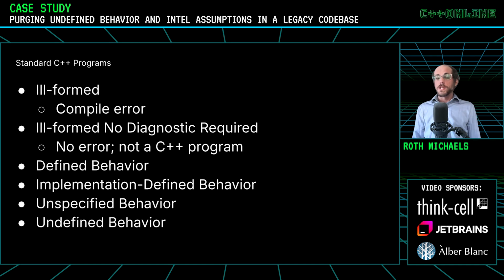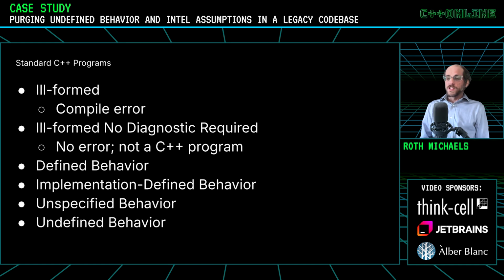An example of this is an ODR violation, where if you have 2 definitions of a function with the same names and input arguments, so the same name mangling, but they actually have 2 different implementations. Sometimes you will get a linker warning for this, but that's not something that's required to give a diagnostic. And so this is a scary concept that, if you do something that's ill-formed, no diagnostic required, it compiles, but it's technically not a real C++ program. It's something else.